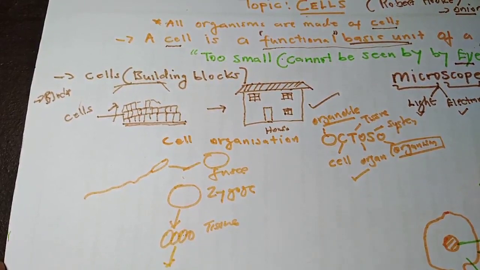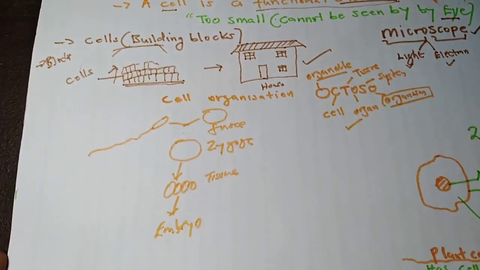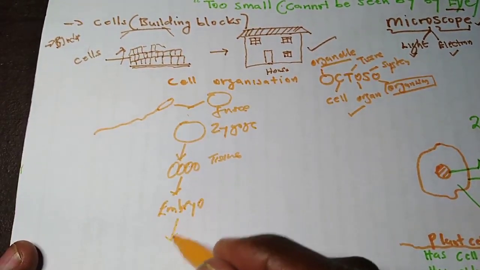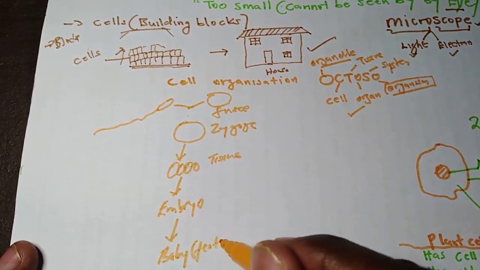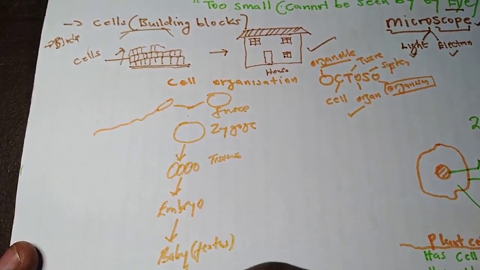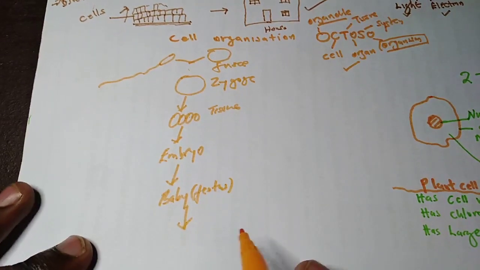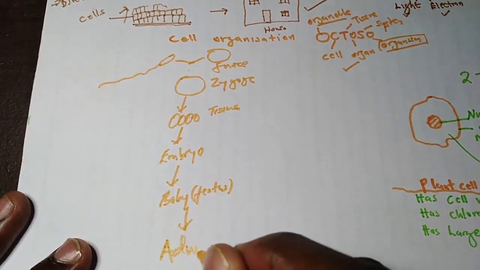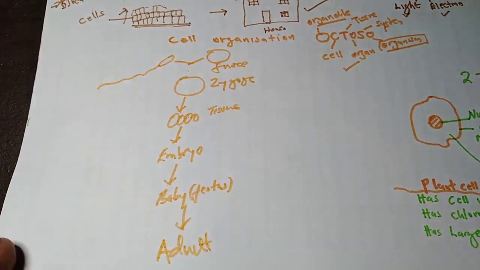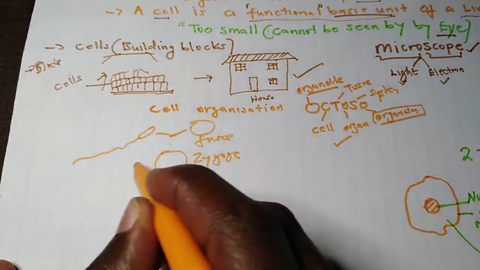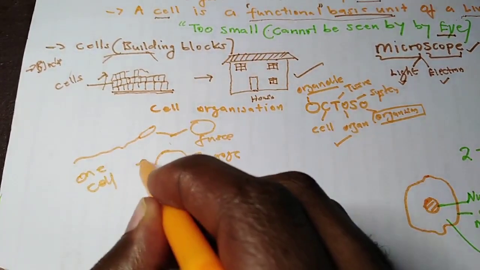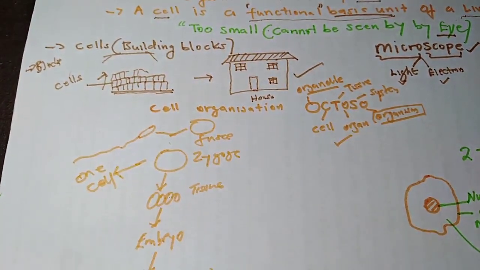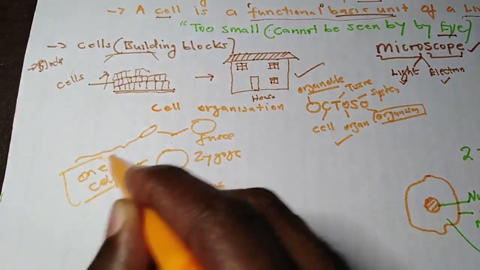From the tissues, you get what we call an embryo. From an embryo you have a baby, a fetus. This baby will keep on growing until finally it becomes an adult. But the whole thing starts from one cell. A zygote is simply one cell. As human beings, we begin as one cell. So this cell is what we are saying is the basic unit.